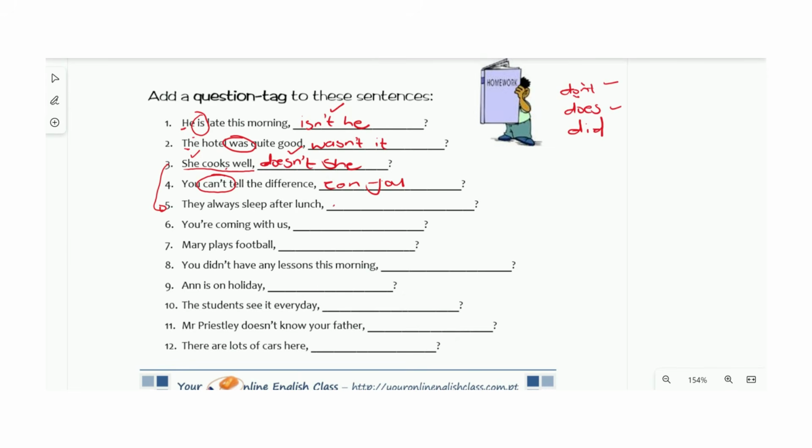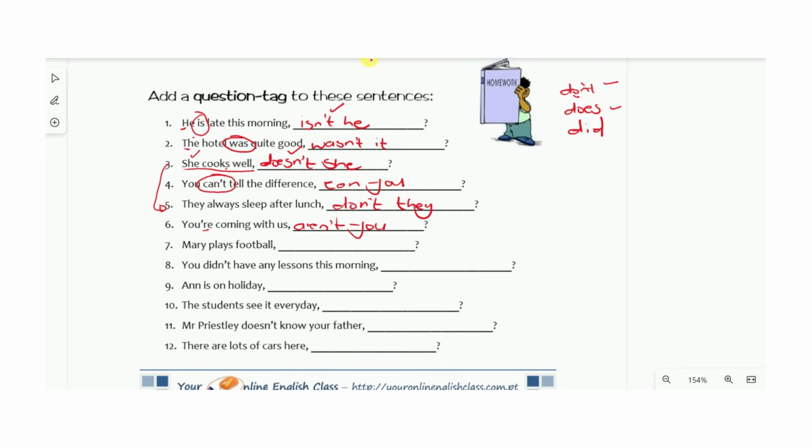Then here we are going to say don't they, because the statement is how? The statement is positive, so the question tag must become negative. You are coming with us. It's a contraction for you are coming with us. So you are, it's a positive statement. We'll have the word are to use, even though it's contracted, so we are going to say aren't you. Remember, this is question 5.